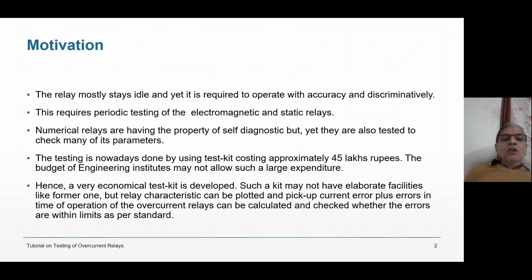But the Omicron or more versatile test kits are costing about 45 lakhs of rupees. I don't think any institute can bear this much of cost. Whereas what I am suggesting, it will not give many facilities. That is true. But for the purpose of testing, for the purpose of showing to the students how the relay behaves, that is sufficient.